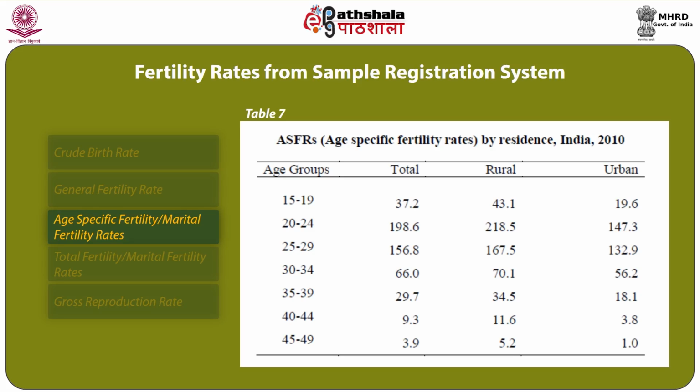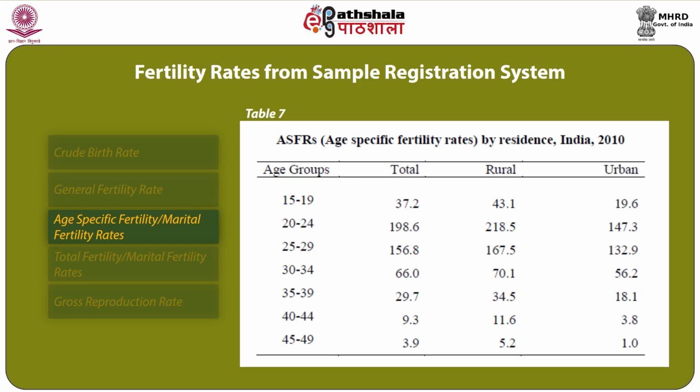And further, at the advanced age of women, that is 40 to 44 years, the age-specific fertility rate, as expected, in the total population is as low as 9.3 only, and in rural areas the level refers to 11.6, and in urban areas it is as low as 3.8.